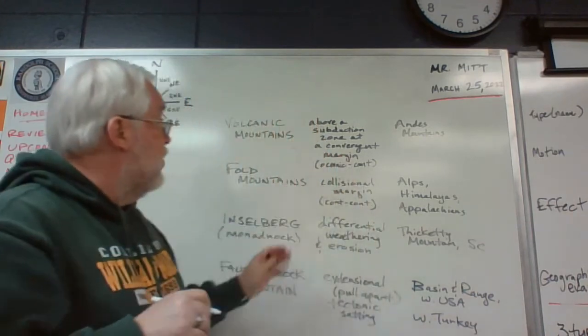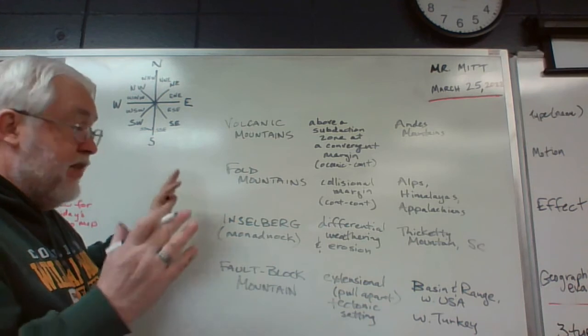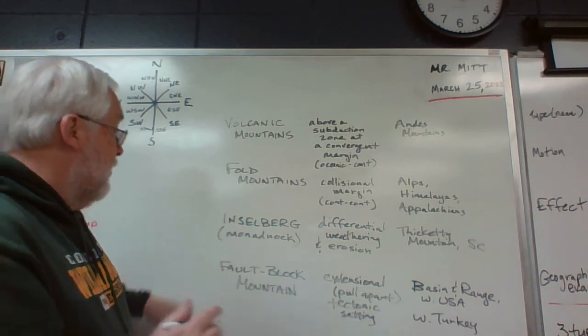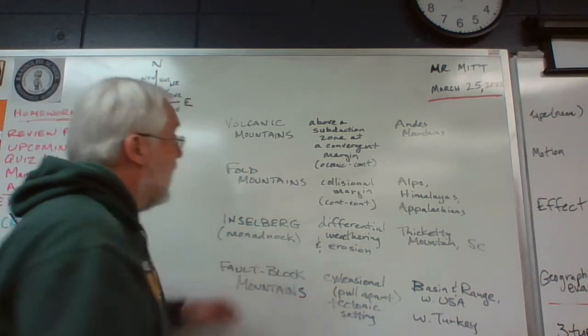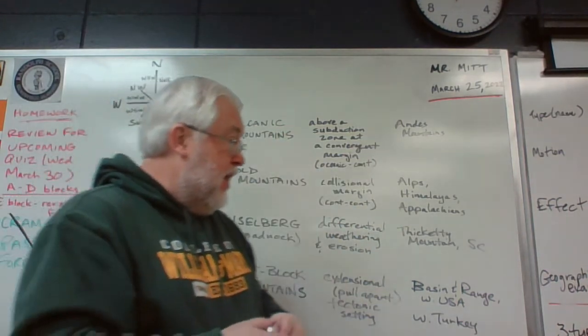And so these are the four types of mountains: the volcanic mountains, the fold mountains, the Inselbergs, the island mountains, and the fault block mountains. And the situations in which they form and examples of each.